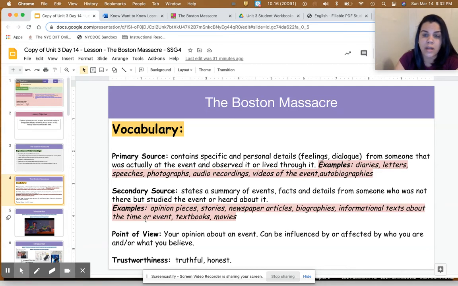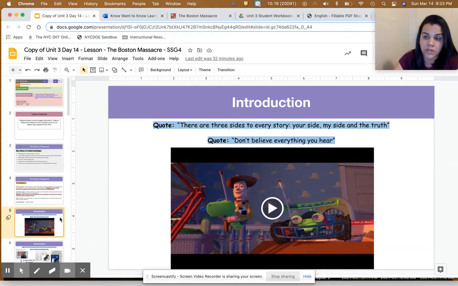If not, you could collaborate with the teachers in that department, or if you yourself teach all the subjects, you could think about helping students build an understanding of this vocabulary, not just in social studies, but in your reading and writing units. There are several ways that students can build this understanding of primary sources, point of view, and trustworthiness. More importantly, trustworthiness, and who's telling the story or who's telling the narrative.